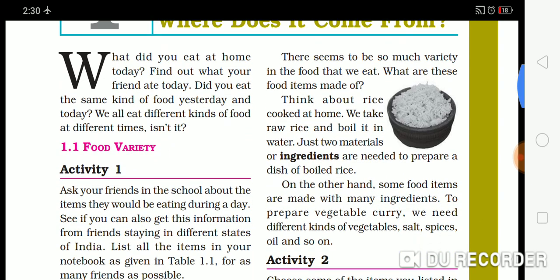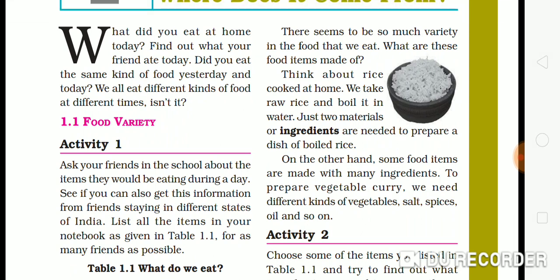So, what does variety of the food mean? Actually, the variety makes your food fun and healthy. Yes, the variety makes your food fun and healthy. Just imagine one thing, that every day eating pizza from Monday to Sunday.